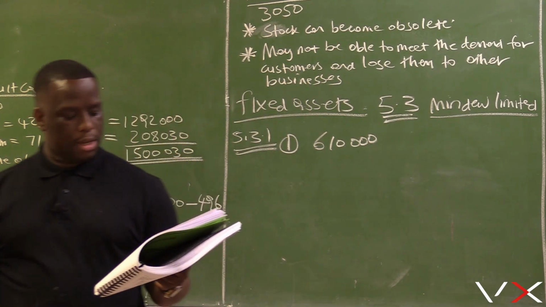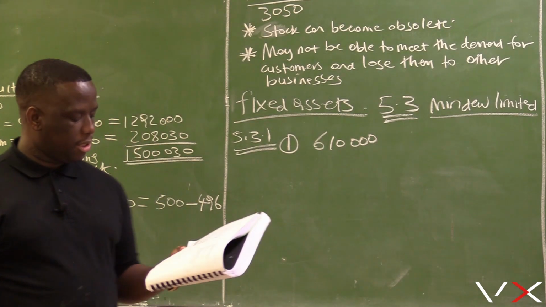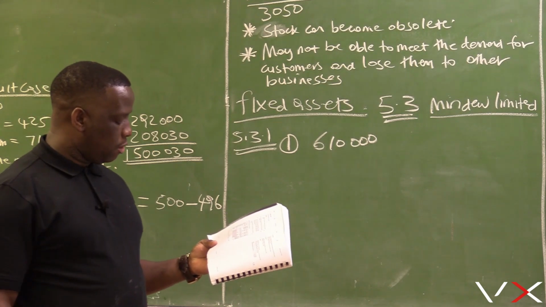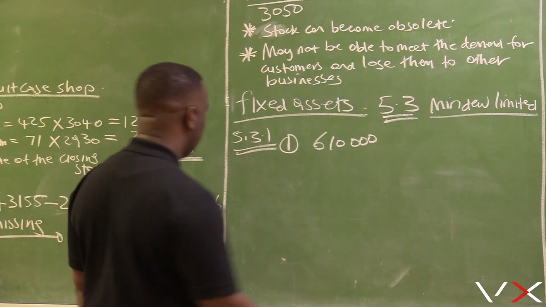Additions at cost, you need not be confused. Repairs cannot be regarded as additions. So additions only refers to building new offices, that's 610,000.